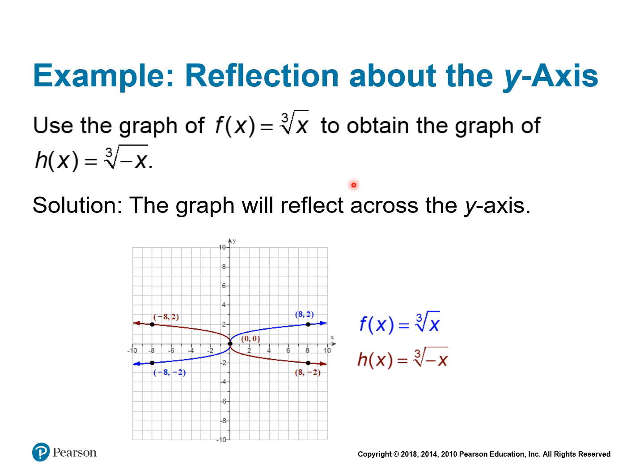All right, the base cube function has this blue graph. Now, when we replace the x with a negative x and then take the cube root of it, it is a reflection about the y-axis. So think about it as the y-axis being the mirror. So everything gets reflected across the y-axis.